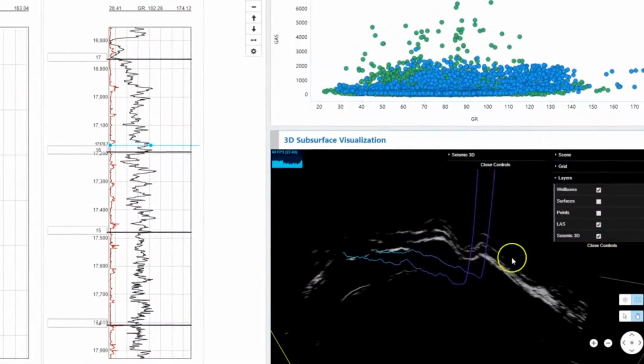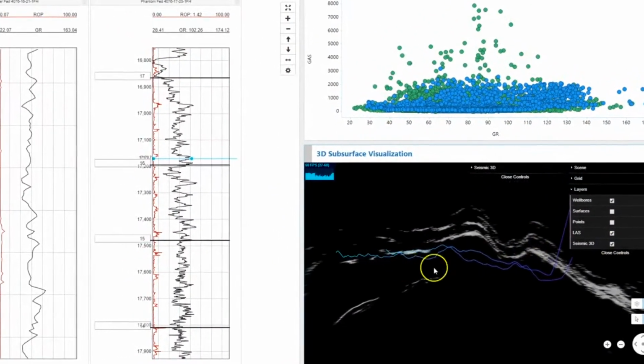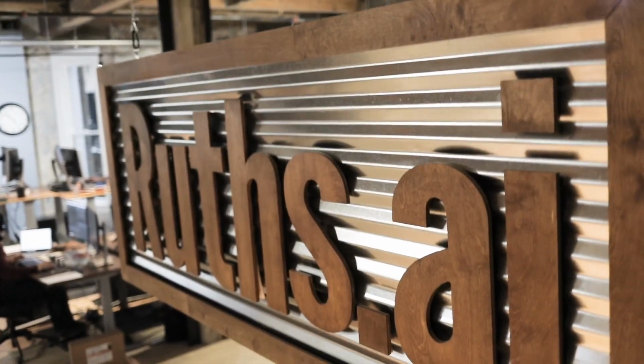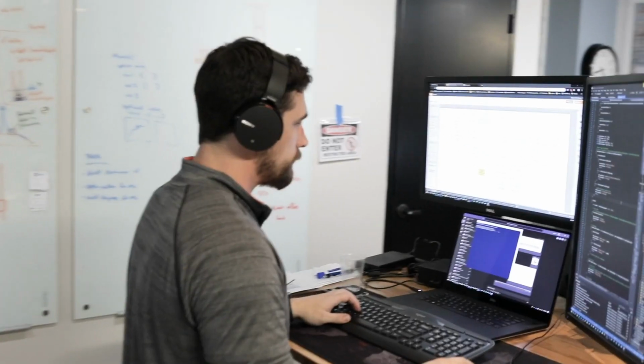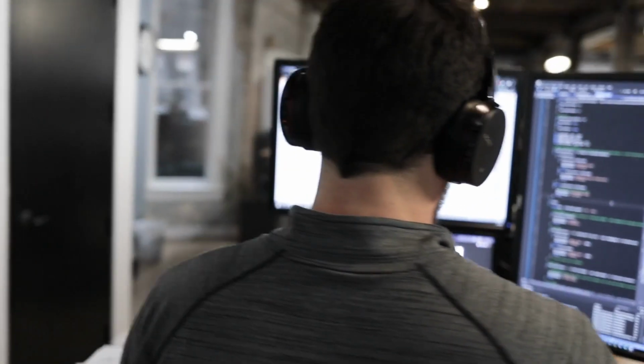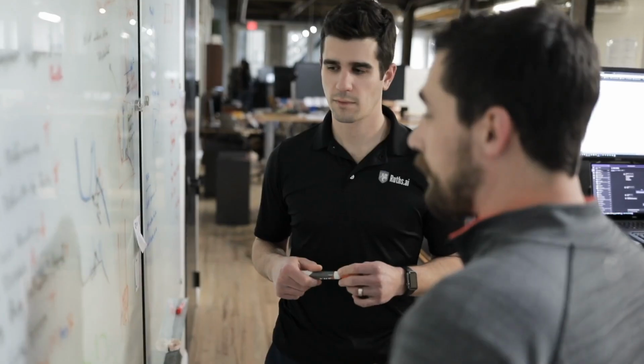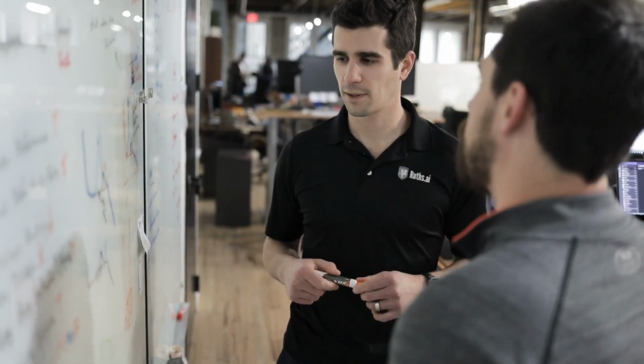Ruths AI is a leading data science company providing cutting-edge data science workflows for oil and gas operators. We are Silicon Valley-level talent headquartered here in Houston with our heart and soul in oil and gas. And one of the really exciting things that has happened recently is just the advent of what data can do to better decision-making in a company.